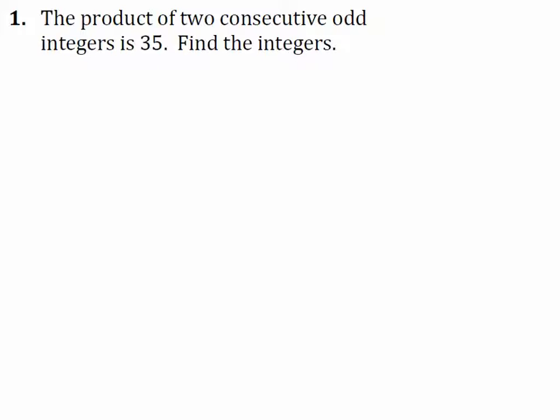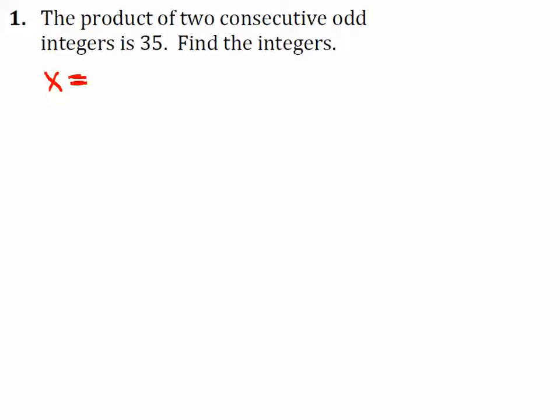The product of two consecutive odd integers is 35. Now, we talked about odd integers before, is that right? Yeah. If the first one is x, then the other one has to be x plus 2, right? Because the numbers alternate even and odd, even and odd. Okay, so let's go for it here.